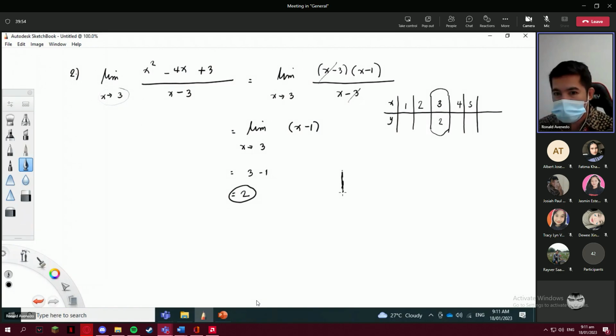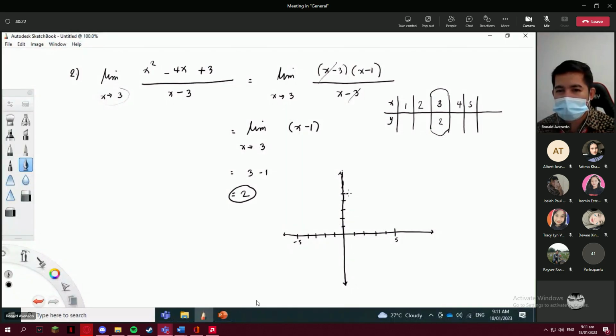So, gumawa tayo ng Cartesian plane. Cartesian plane ha, dapat write only the numbers that are divisible by 5 para malinis ang ating Cartesian plane. Laging tandaan yan. Okay. Focus dito sa ating x minus 1.